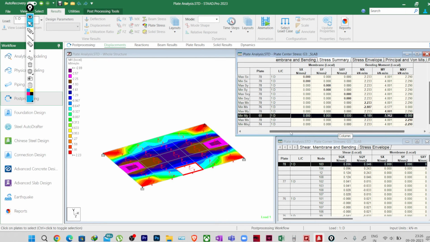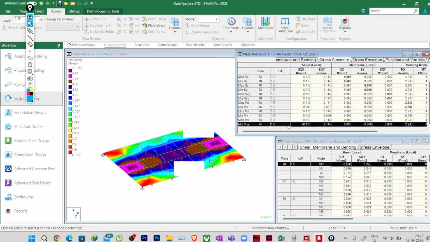In this shear, STAAD is not giving the shear force, but STAAD is giving the shear stress. Now if you see one thing, actually the shear stress is very less here. Almost zero here actually. Shear stress is almost zero here. Okay, fine. So now let us understand the shear part.